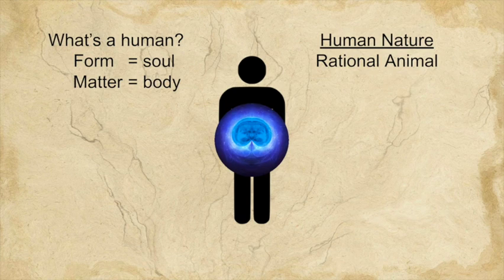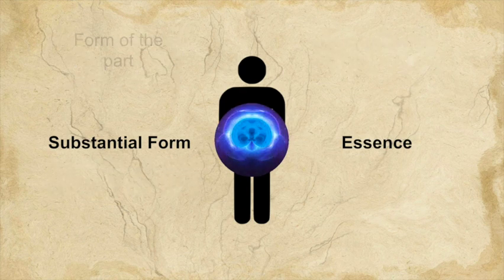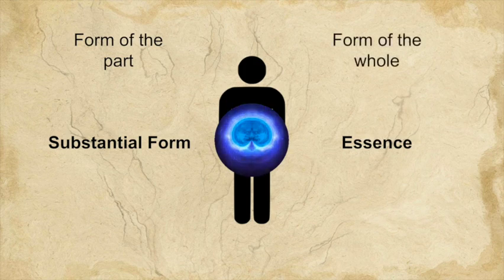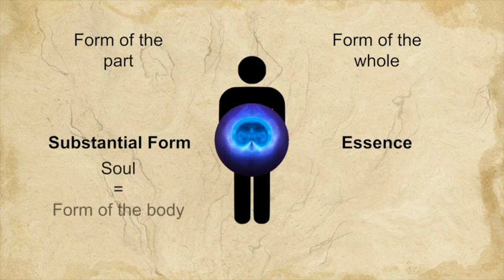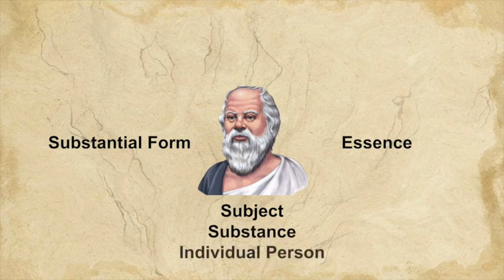The soul is the form that makes an individual to be what it is, namely a substance. So it is called the substantial form of the body and carries the idea of essence and essential qualities, not accidental qualities like hair color or height. Another way to say it is that the soul is the form of the part, and the essence is the form of the whole. This means that the soul is the form of the body, but the formula for what makes a human is to be a soul-body composite. Neither of these are the subject or substance, the individual man, Socrates.